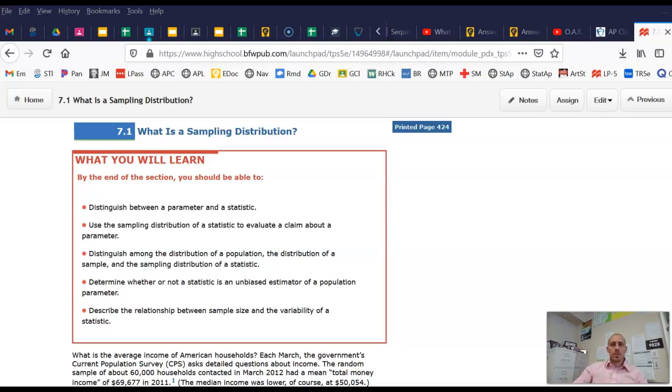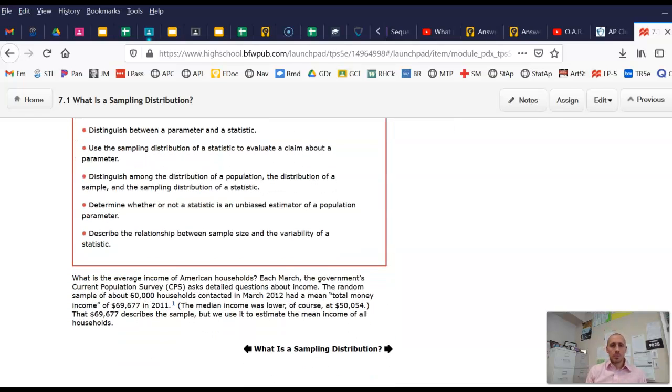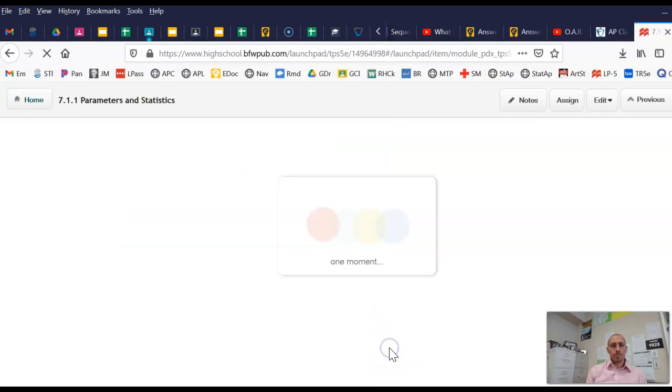Here we go. So, we are going to talk about sampling distribution, something that you did talk about in Algebra 2, so this will not be an entirely new concept to you. We will dig a little deeper, though. So, in this section 7.1, this video, we're going to talk about the difference between a parameter and a statistic, and then how we can use a sampling distribution to evaluate a claim. We're going to talk about if a claim or if a statistic is biased or unbiased, and then look at the relationship between sample size and variability, which we already know quite a bit of, actually.